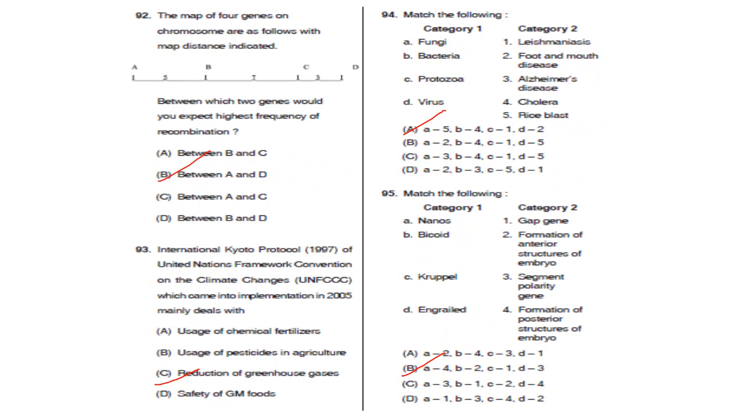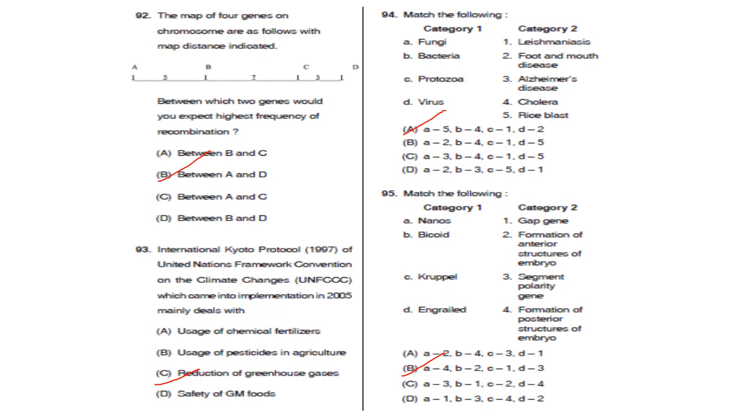Then the map of 4 genes on the chromosomes are as follows with the map distances given. So between which 2 genes would you expect highest frequency of recombination? So greater the distance between 2 genes, greater the probability that a crossover will occur between them during meiosis. So A and D, they are having the greatest distance. So answer is option B.